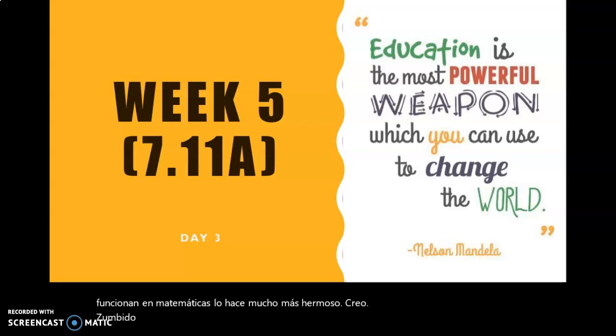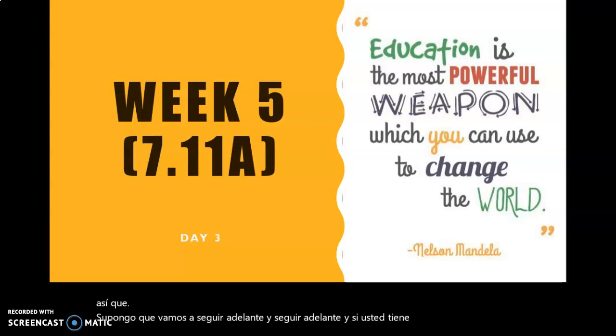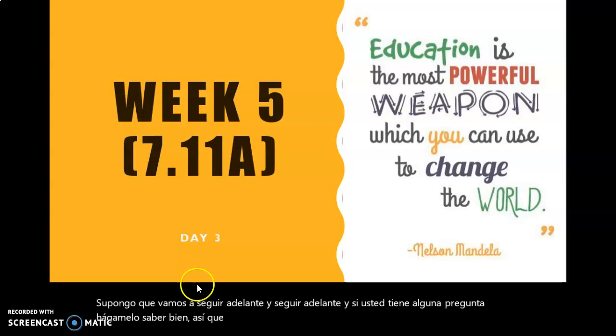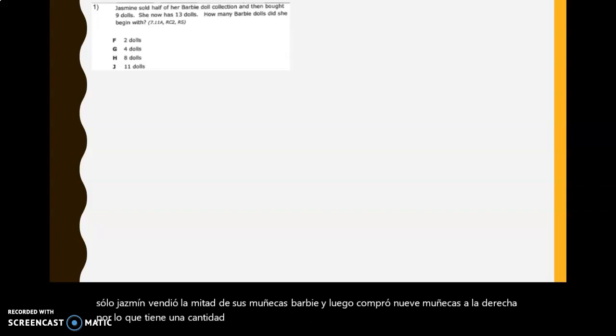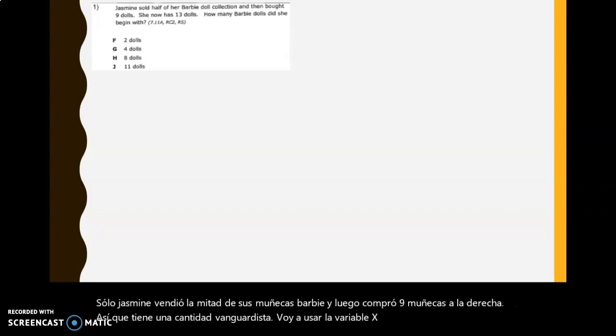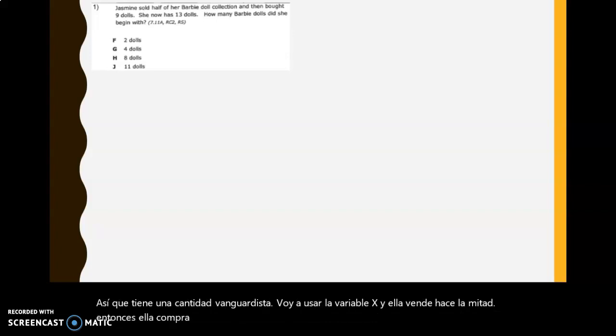So I guess let's go ahead and move on, and if you have any questions, let me know. Alright, so question number 1 states that Jasmine sold half of her Barbie dolls and then bought 9 dolls, right? So she has some unknown amount. I'm going to use the variable x, and she sells half of them. Then she buys 9 more, and she now has 13.